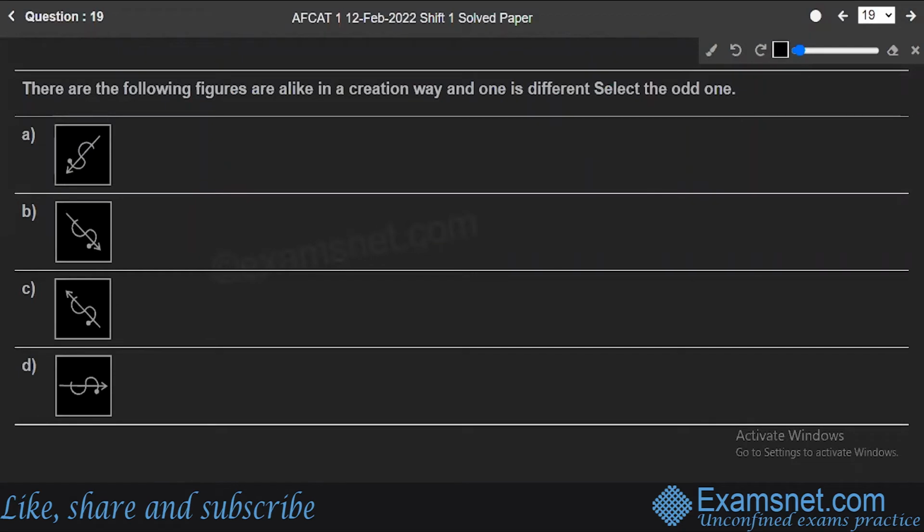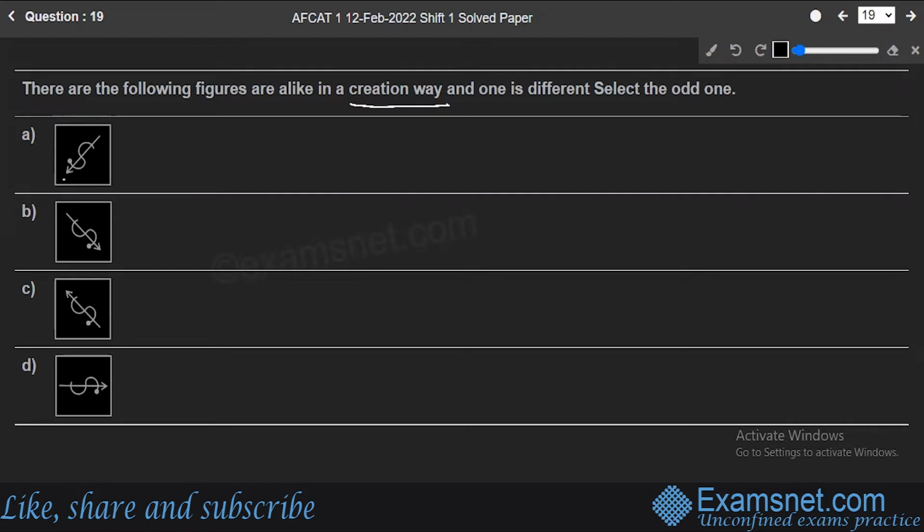Next is question number 19. The following figures are alike in creation way and one is different. You have to select the odd one out. So it's talking particularly about the creation way. That means in the basic creating of these figures, three figures are alike and one is different. You have to see that one.